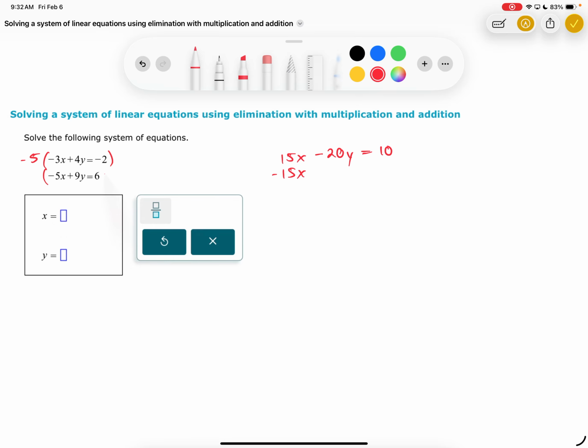And then on the bottom one, to get that to be negative 15x, I need to multiply by 3. So 3 times negative 5x would be negative 15x. 3 times 9y would be 27y. 3 times 6 would be 18.